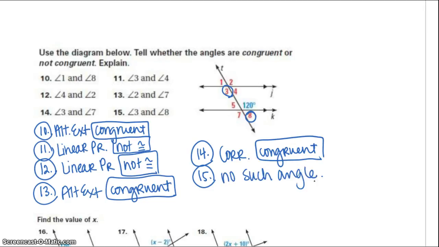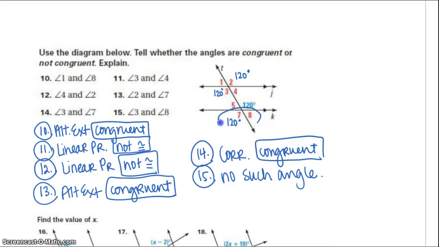Okay, no such angle. But let's actually talk about this picture and what's really going on here. Let's actually fill in what all of the degrees are. You're going to have to do that, so let's go ahead and fill them in. So if that's 120 vertically, that would be 120. And didn't we just say for number 10, 1 and 8 were congruent? What else did we say was congruent? For number 13, we said 2 and 7 are congruent. So hold up. If 7's 120, then 2 is 120. But if that's 120, then 3 is vertical, so that's 120.